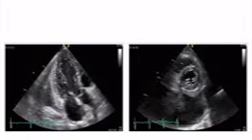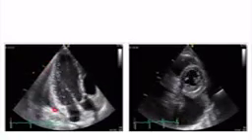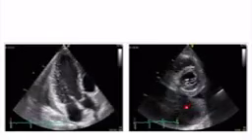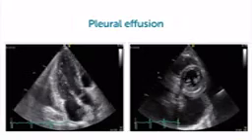What about this example here? Again, we have an echo-free space behind the posterolateral wall and here behind the left ventricle. Is this a pericardial effusion? Again, not. This is a pleural effusion. In this chapter, we'll hear much more about the pleural effusion towards the end.